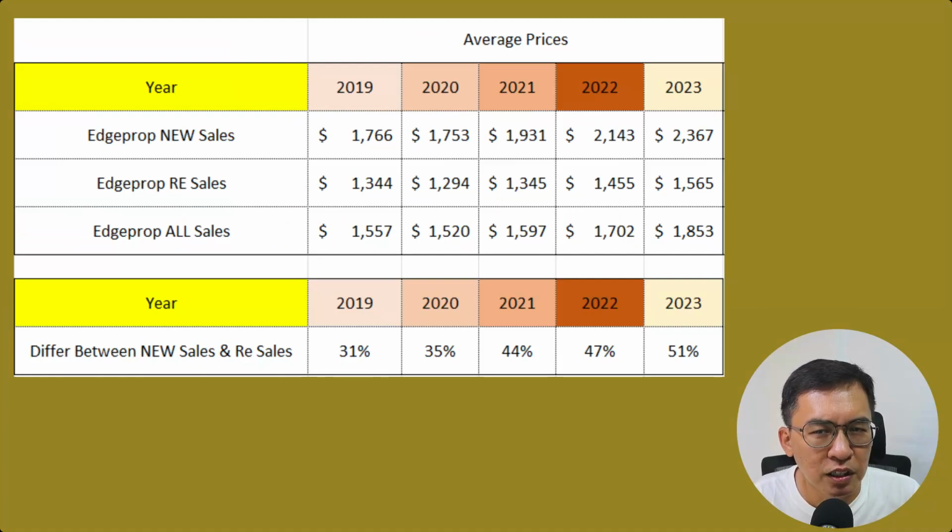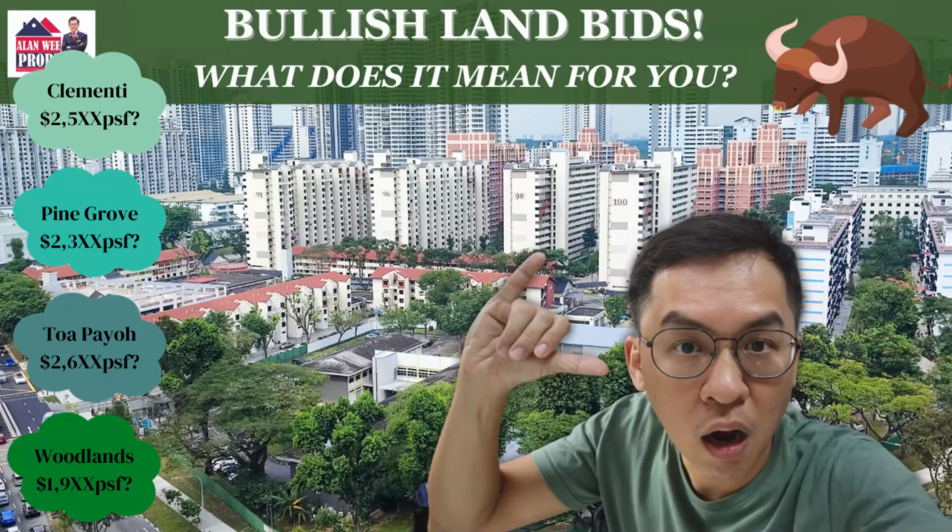Out of curiosity, let me compare the difference between new sales and resale in recent years. Interestingly, the difference between them was 31% in 2019. This figure continued to increase from 35% in 2020, 44% in 2021, 47% in 2022, and lastly 51% in 2023. What will be the figure come 2024? I'm very sure it will continue to go higher with record-breaking land bids, as mentioned in my earlier video.